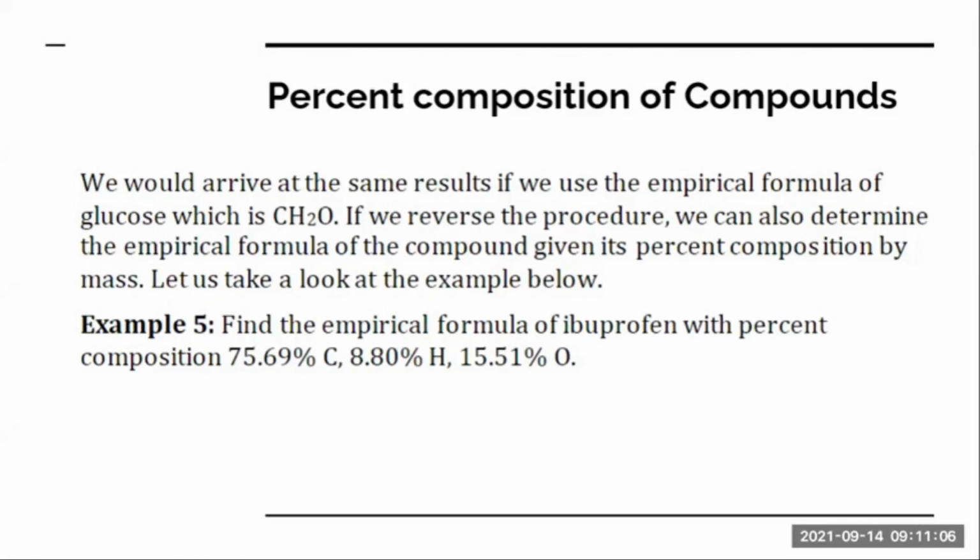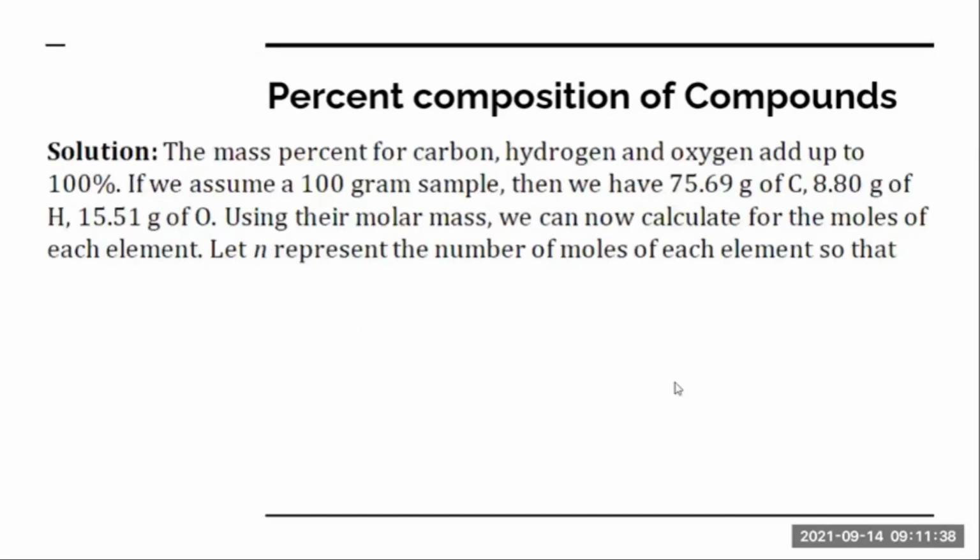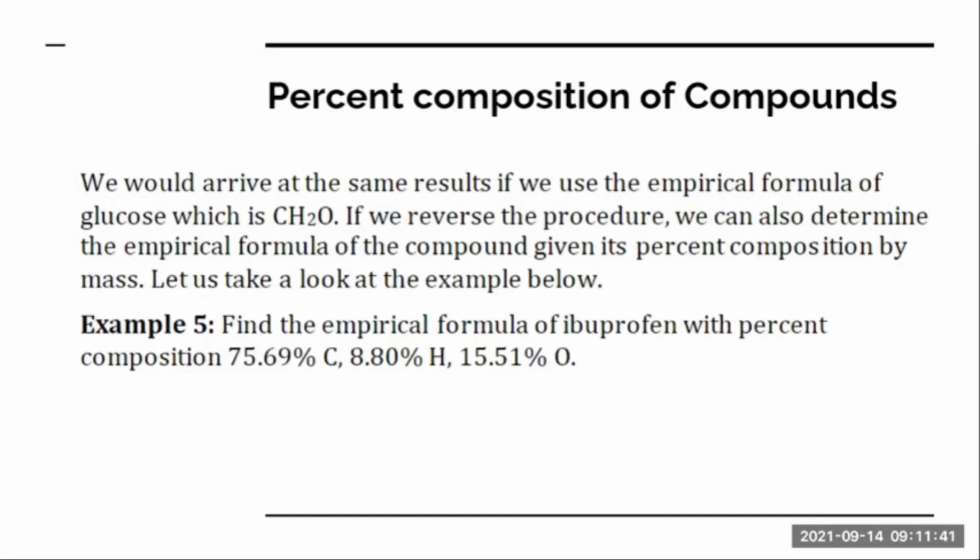Anyway, example number 5. Find the empirical formula of ibuprofen with percent composition: 75.69% carbon, 8.80% hydrogen, and 15.51% oxygen. So ibuprofen or paracetamol, I think we solved this earlier, but we will try here to look for its empirical formula. So a recap, empirical formula is the simplified molecular formula.